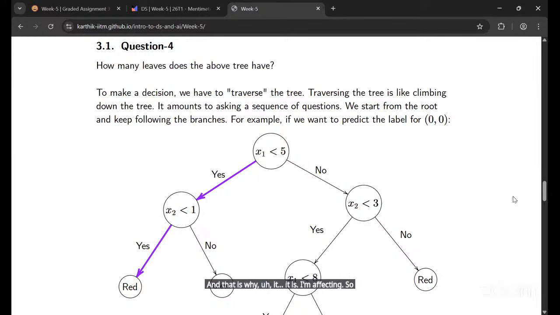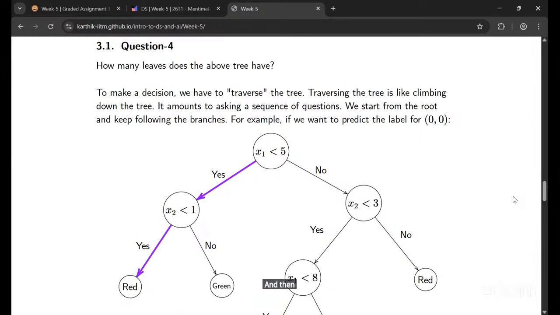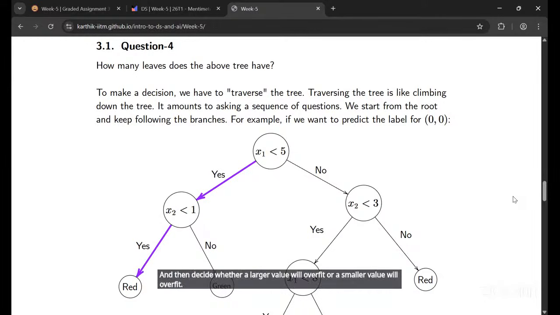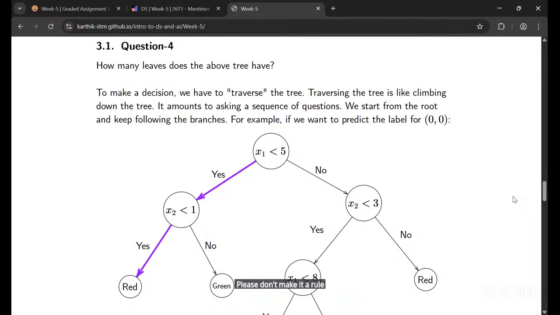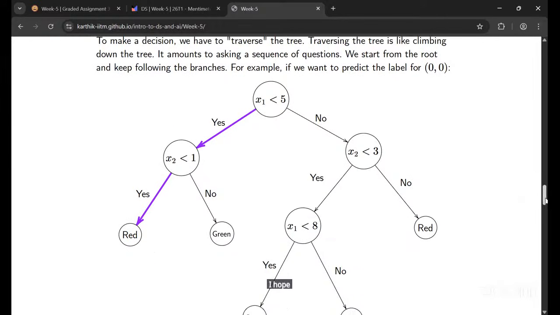So please think in terms of what the model is doing, how the architecture is, what the algorithm is logically about, and then decide whether a larger value will overfit or a smaller value will overfit. Please don't make it a rule of thumb that if it's a larger value, it will overfit only. No, because as we just saw, it's the opposite in terms of KNN and decision trees. I hope there's some clarity now.